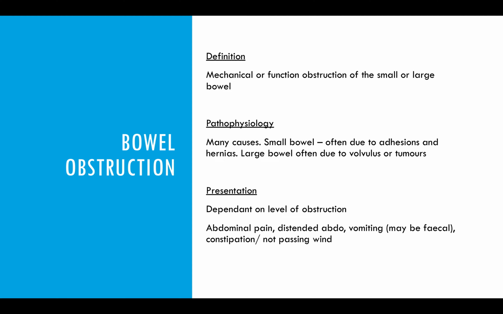Now, with the presentation, it's often dependent on the level of obstruction, but they'll often get abdominal pain. They might have a distended abdomen. They may get vomiting, which may be fecal, so it's an important thing that you ask these people if they've had vomiting or if you see them vomit. If it smells like poo, then it probably is, which is awful, and you might not want to tell the patient at the time, but it can definitely happen.